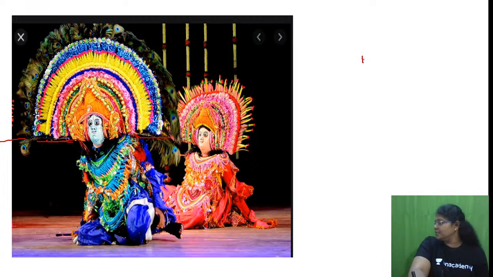Normally, what are the three types of masks? One is human representation. Another is representation of birds and animals. And third is representation of the seasons and ideas. Are you getting it?